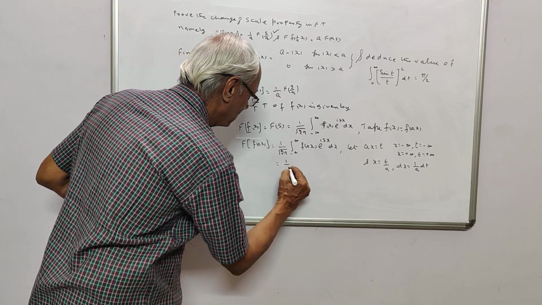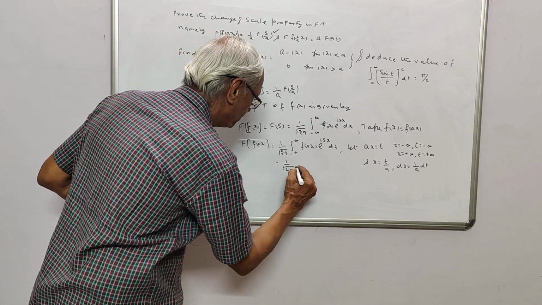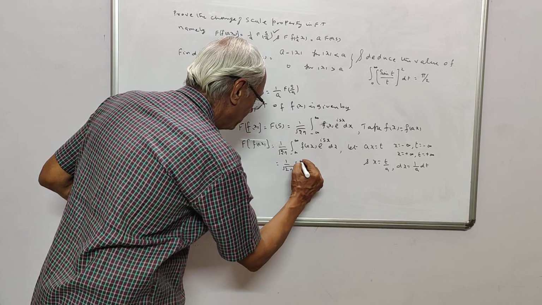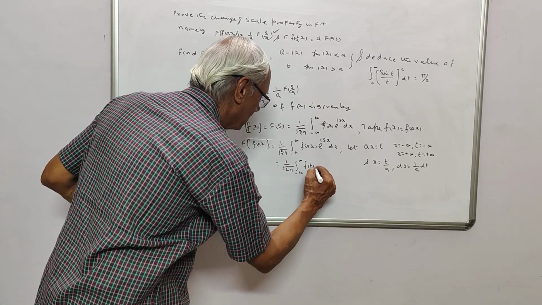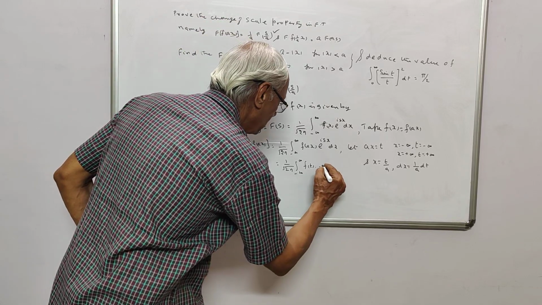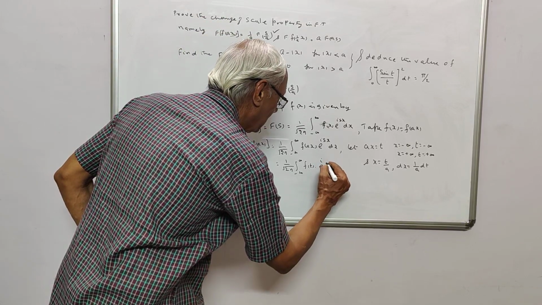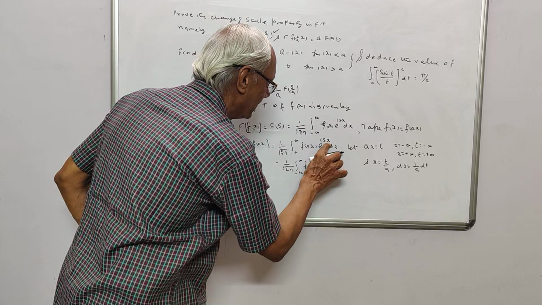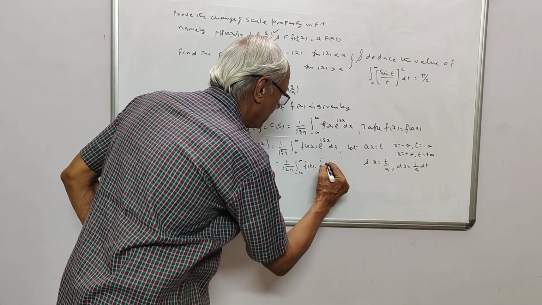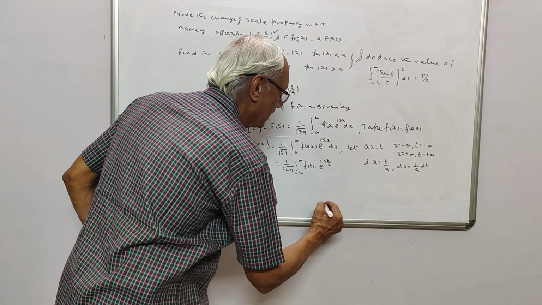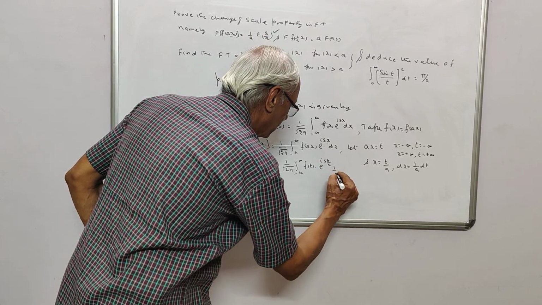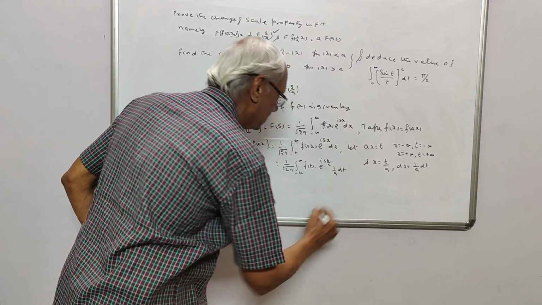So 1 by 2 pi, minus infinity to plus infinity, this is f of t into e to the power of i. In the place of x, you can write t by a. So s t by a into 1 by a into dt.